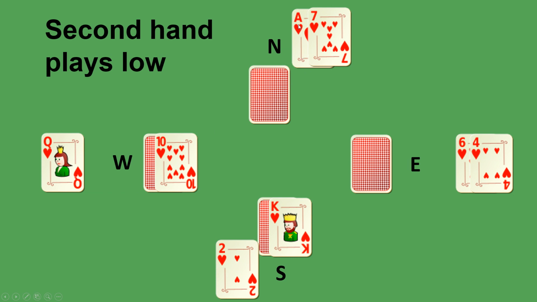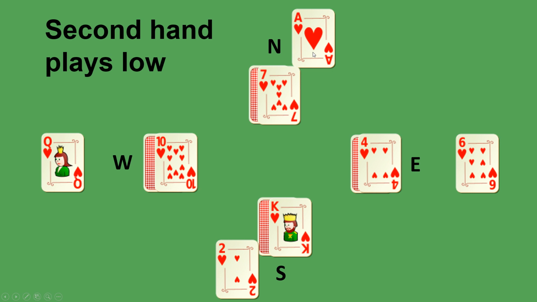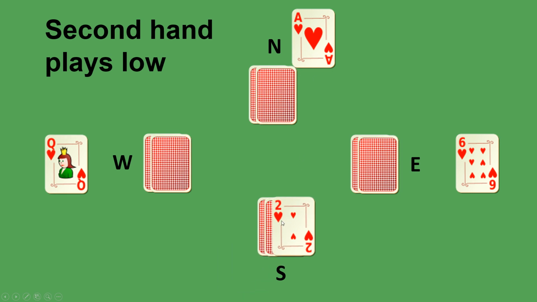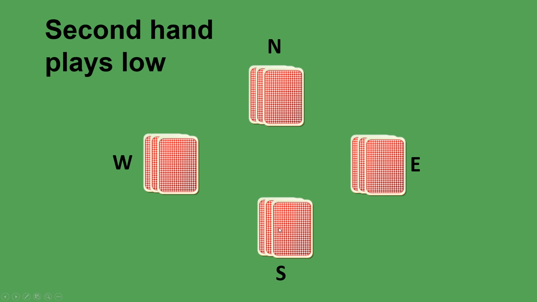Even though he's third hand, he's not going to take his partner's king with his ace. He's just going to play a little one. He's using common sense. And then South can play his final heart, and North takes his ace. So North-South have won all 3 tricks.